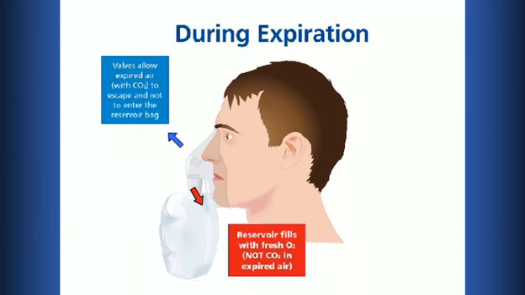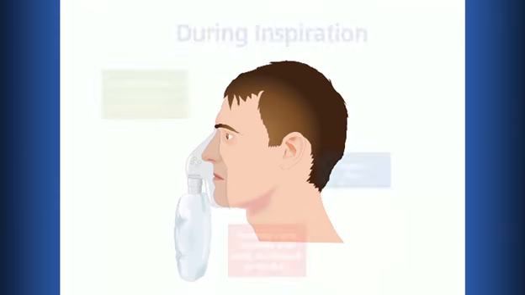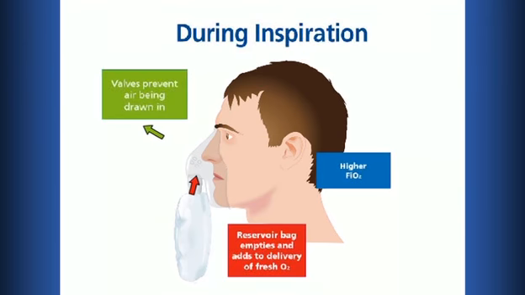In the example shown here, small valves prevent air being drawn in during inspiration, and they allow the reservoir bag to empty and add to the delivery of oxygen during inspiration. During expiration, the small valves allow expired air, which contains carbon dioxide, to escape and not to enter the reservoir bag. Such features are important to reduce the risk of the patient rebreathing their carbon dioxide. Rebreathing of carbon dioxide could also occur if the oxygen supply fails, for example if a cylinder runs out.